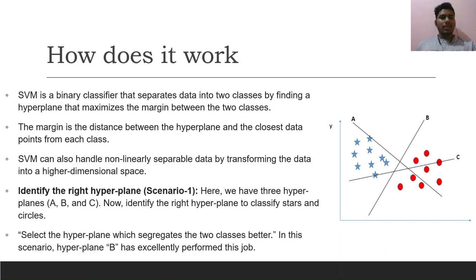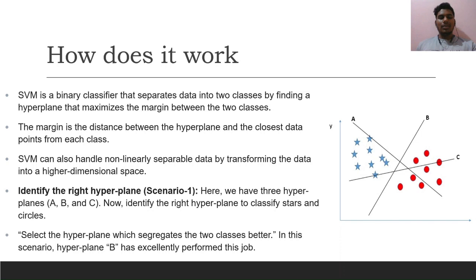How does it work? Next we have SVM, a binary linear classifier that separates data into two classes by finding a hyperplane that maximizes the margin between the two classes. The margin is the distance between the hyperplane and the closest data points from each class. SVM can also handle nonlinearly separable data by transforming the data into a higher dimension space.